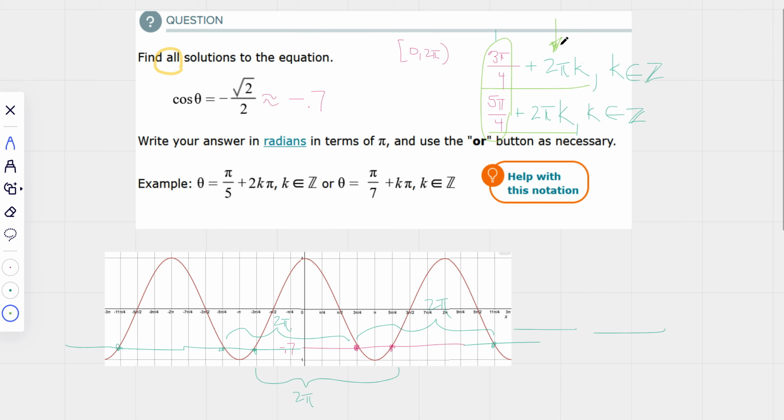But then this adder represents how we communicate all the solutions. Hope this helps you.